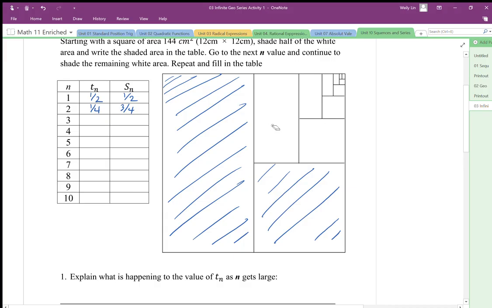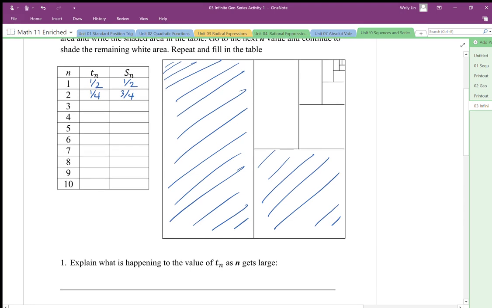We can see geometrically as we keep shading. Half of that last one we shade. This one is half of that one, this is half of that one, this is half of that, and we're just going to keep shading and shading and shading. And I want you to recognize that there's no way we can shade outside the box, because we're constrained by that box. And we should see that as n gets large, the value of Tn becomes really, really small. This is going to be like 1 over 1,000 and something. So it's really, really small.